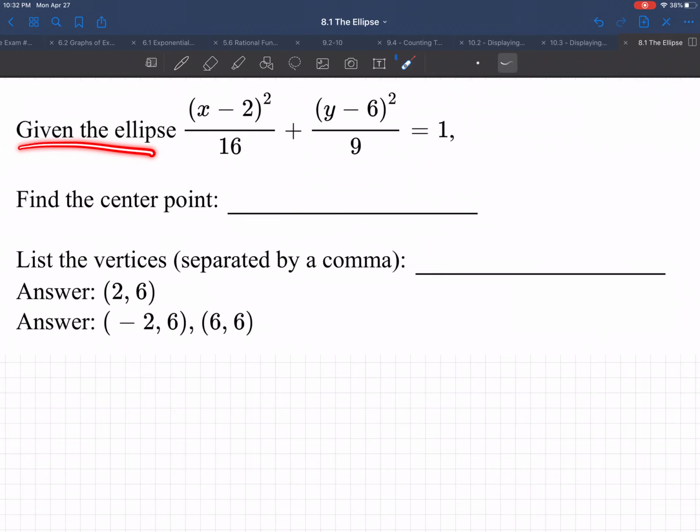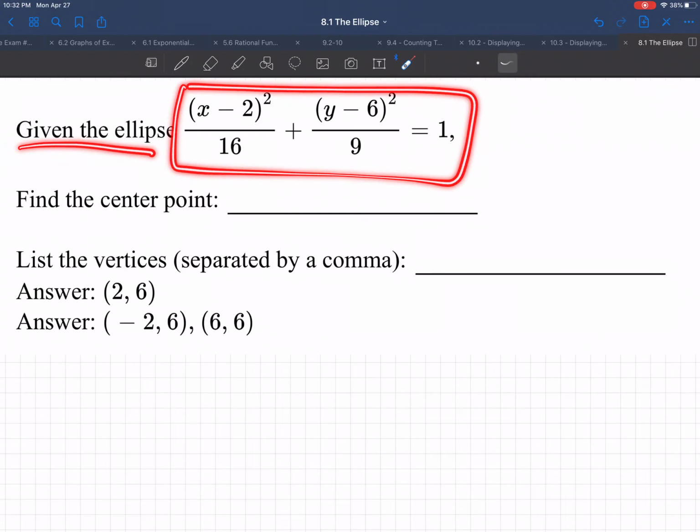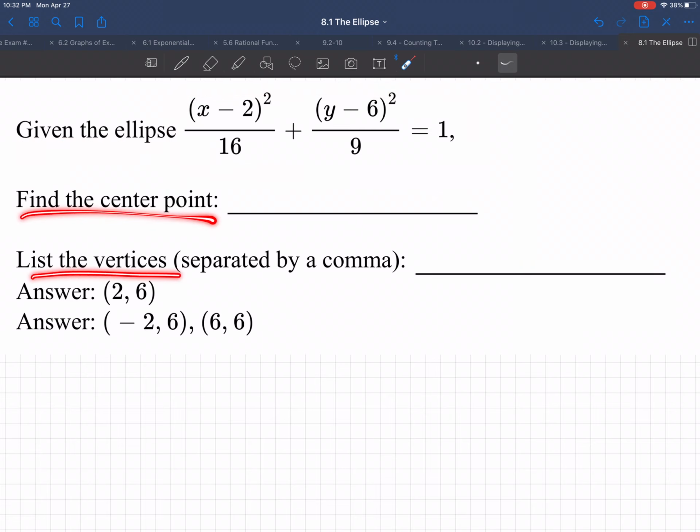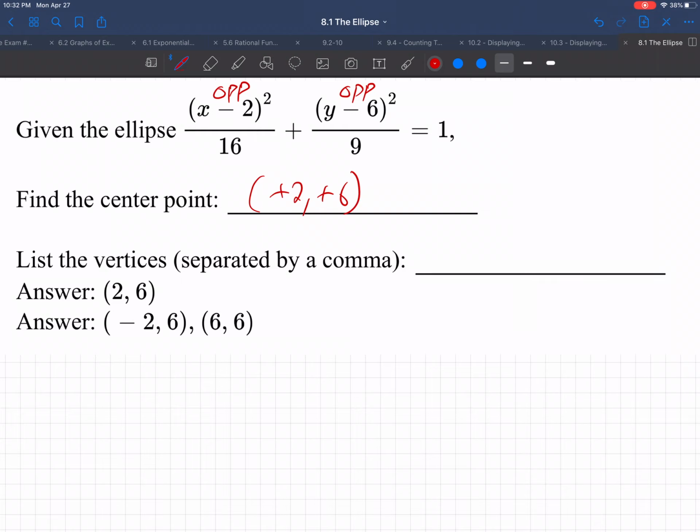Given the ellipse, here's the equation of an ellipse. Find the center point and list the vertices. Okay, so how do we find the center point? Remember, it's opposite of whatever's next to x and then opposite of whatever's next to y. So plus 2, plus 6 is the center point. And then they want us to list the vertices.